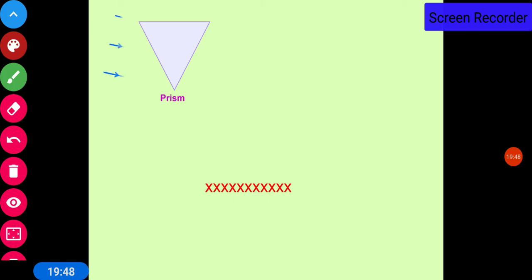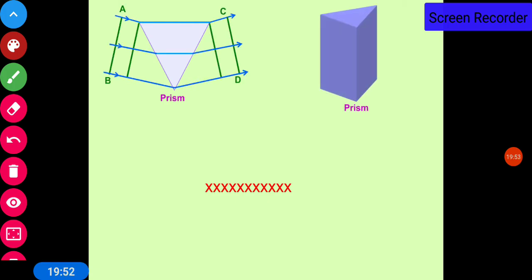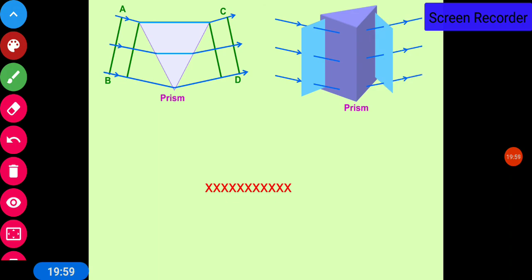Now for a prism. In the case of a prism, the plane wavefront remains a plane wavefront, only the direction changes. So let us see that the blue one is the plane wavefront, the incident wavefront. After passing through the prism, it is again a plane wavefront, only the direction is changed.